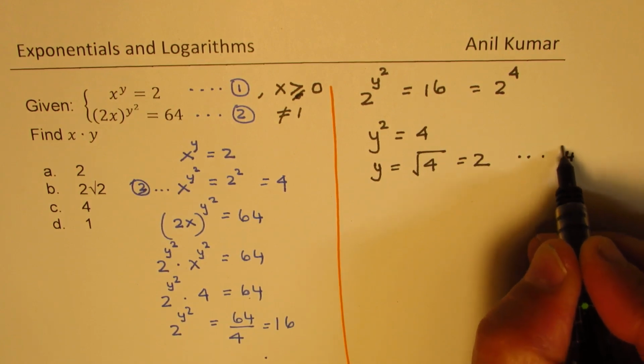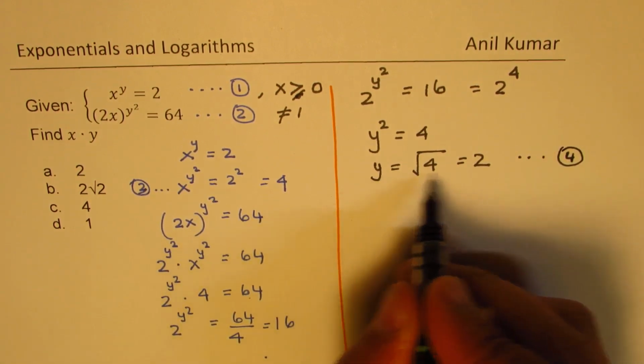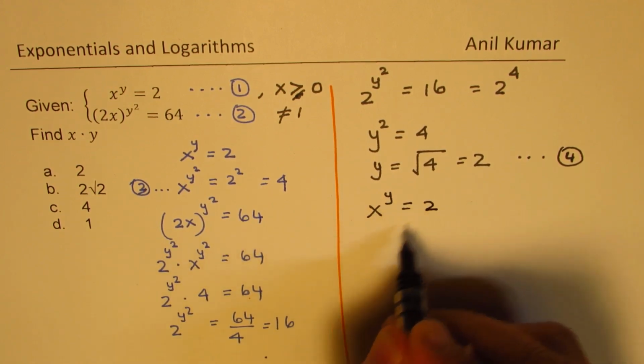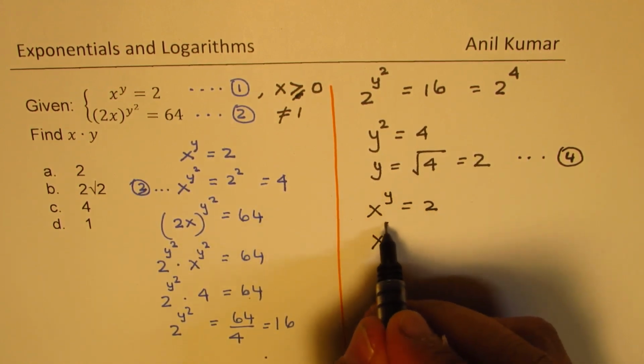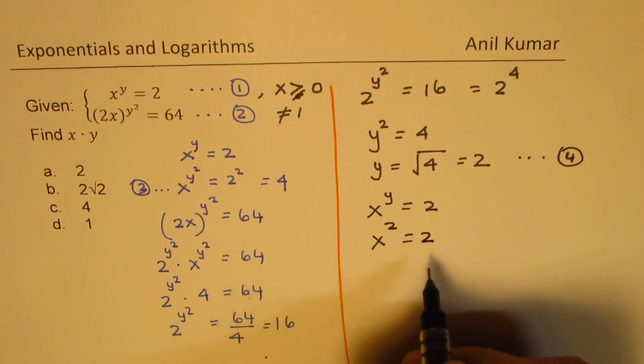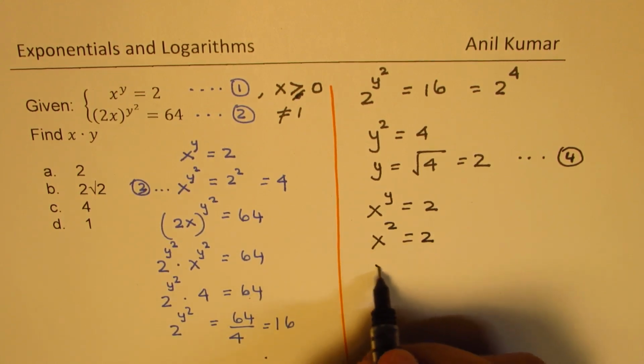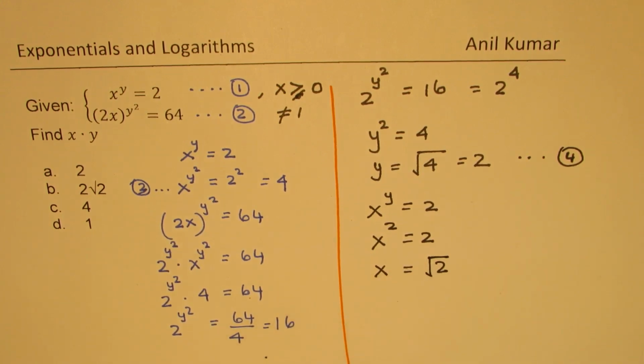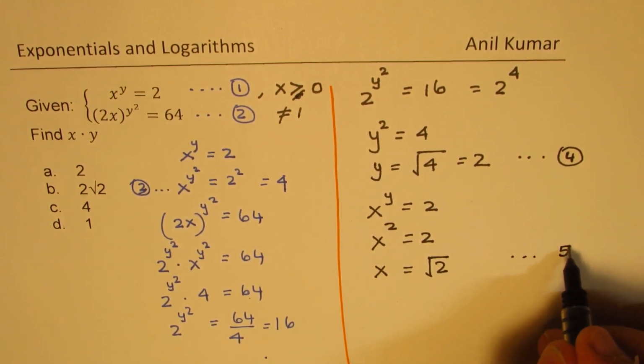So let's call this equation 4. Now, since y is 2, we have x to the power of y equals 2. So x squared equals 2. Now, x is equal to square root of 2. So we get the value of x as square root of 2. Let's call this equation 5.